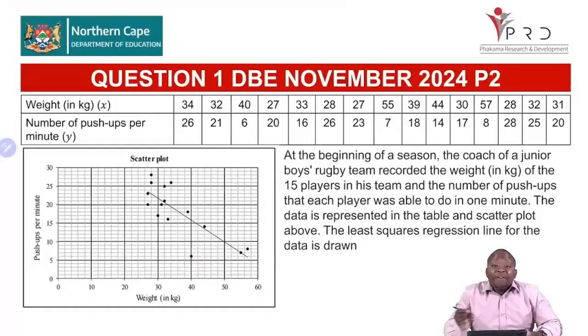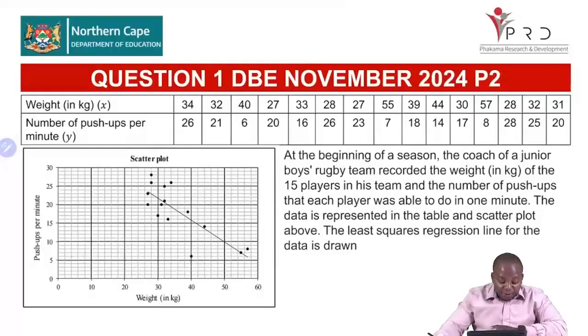Now, without any further ado, let's proceed to question 1 from November 2024. We are going to look at paper 2, starting with this question 1. For this question, I will start by giving you 2 to 3 minutes to take down the information. So I'm going to give you only 2 minutes to take down the information, the statement, interpret the statement, then go through the points there, write them down, and try to draw the rough scatter plot.